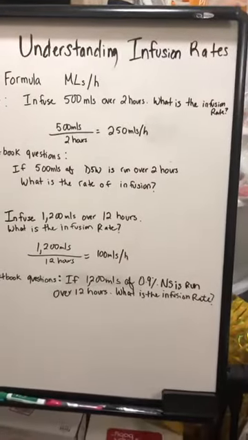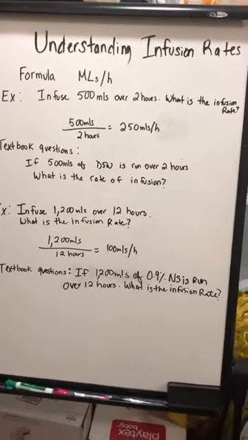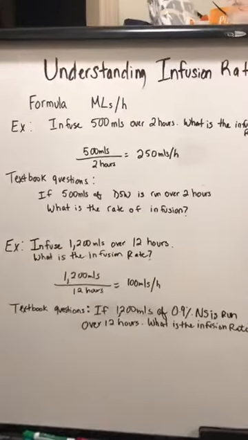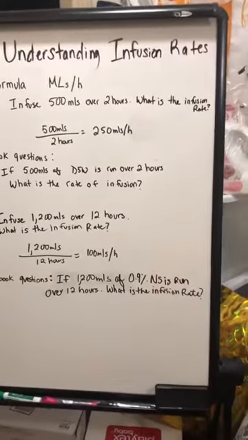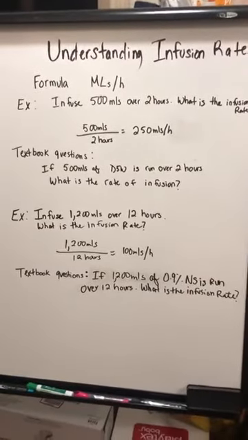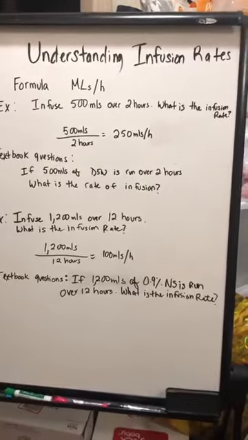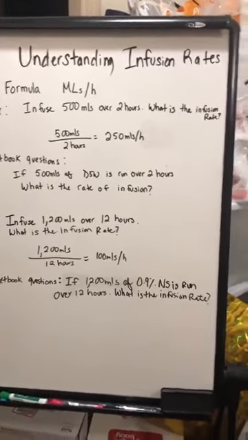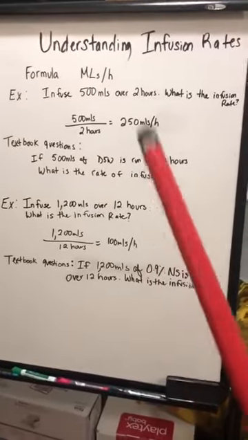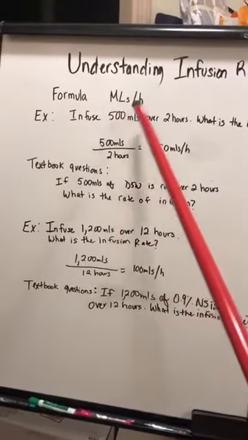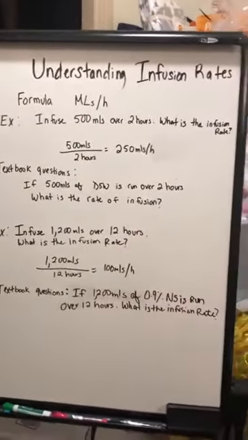So today we're going to be covering understanding infusion rates. In my personal opinion, I think that infusion rates are pretty easy. Some people beg to differ. They like to do drop factor better, but I think infusion rates are pretty simple. So basically, the formula for infusion rates is mLs divided by hours. That's the simpler term.